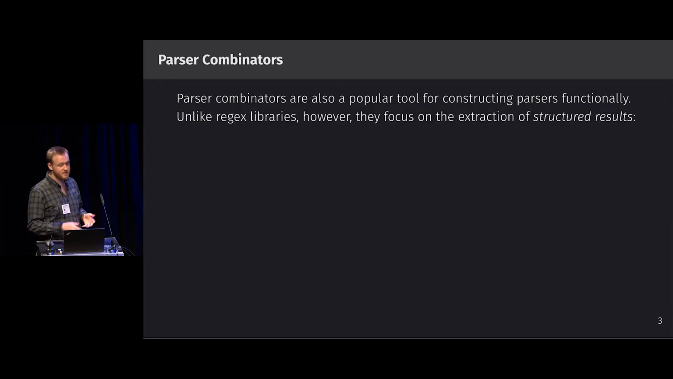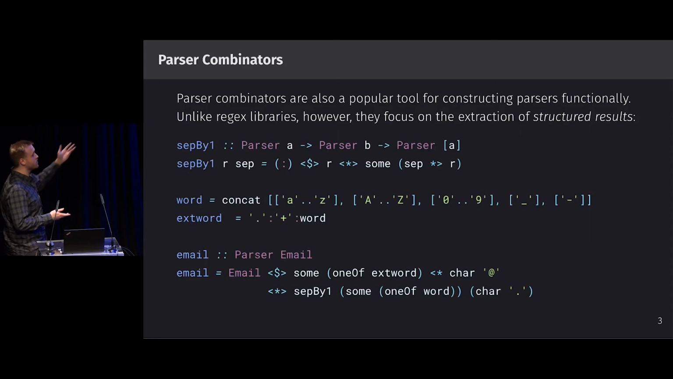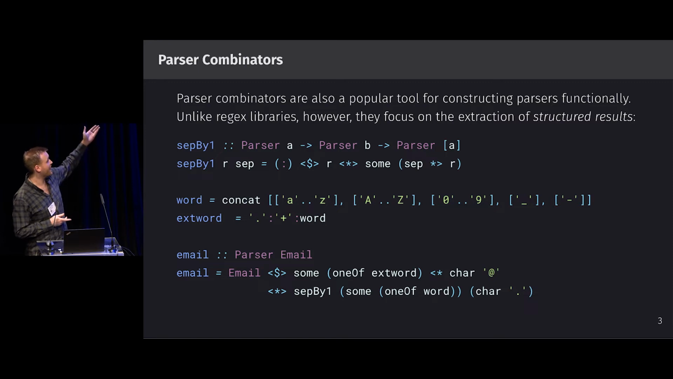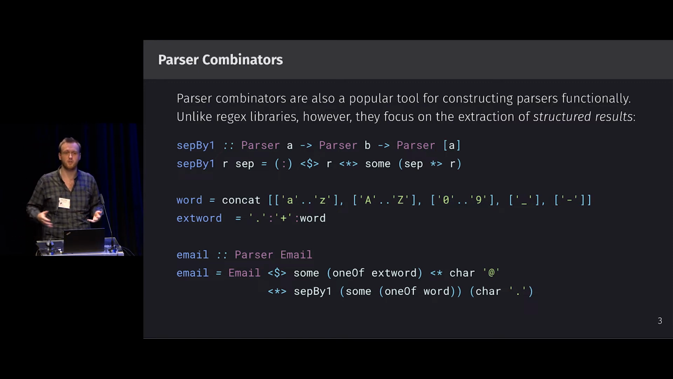So here's an example of a parser combinator doing the email example. Here we can see that what we want out of it is some email data type. I haven't written that here, but it's effectively a pair of a string and a list of strings. The first string being the user, the second being the list of subdomains. And the fun thing about them is that you can build combinators that you can reuse for multiple different tasks. So they're all about composing smaller parsers into larger ones.